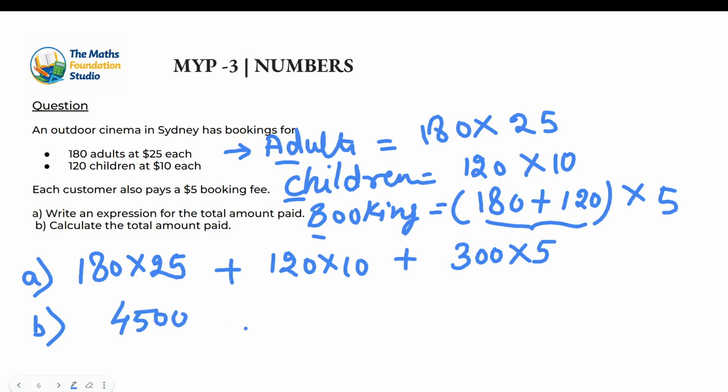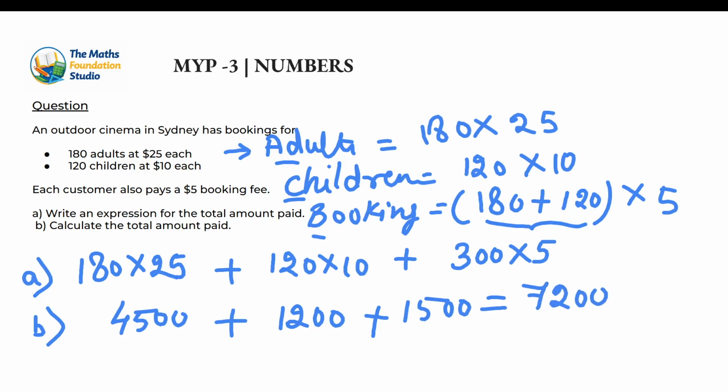4,500 plus 1,200 plus 1,500, which comes out to be 7,200. Hence, $7,200 is being paid by all the customers. Let's jump to next question.